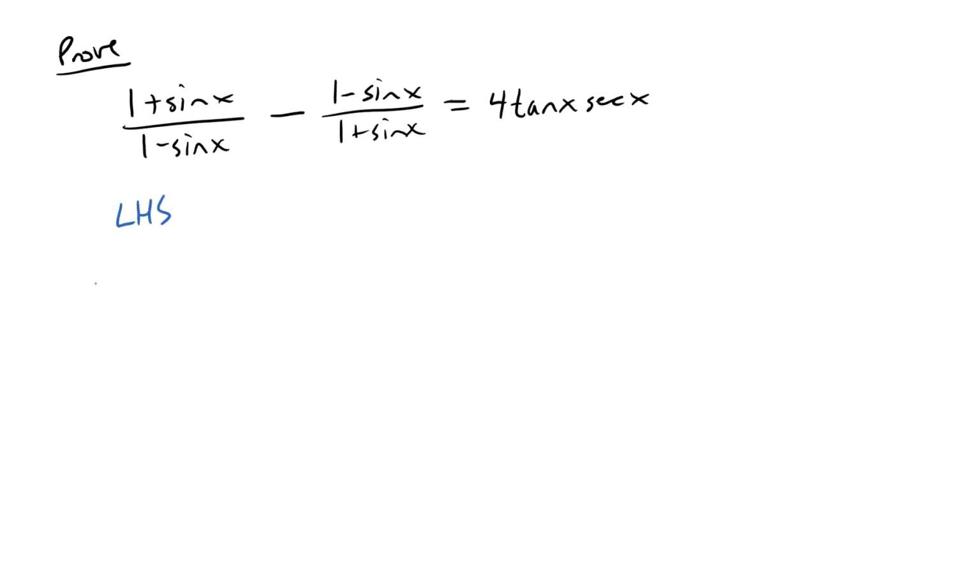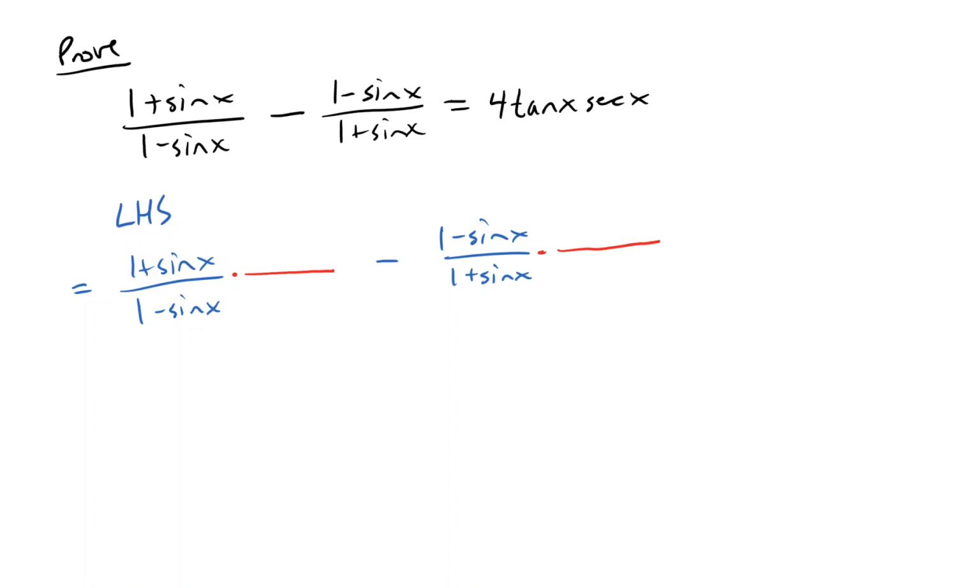Let's take the left-hand side and try to combine these two fractions with a common denominator, since the right-hand side has no addition or subtraction. So we're going to take the 1 plus sine x over 1 minus sine x, and I'll leave a space there, minus 1 minus sine x over 1 plus sine x, and I'll leave a space there so that I have room to multiply each of these fractions by something so that the resulting denominators will match.